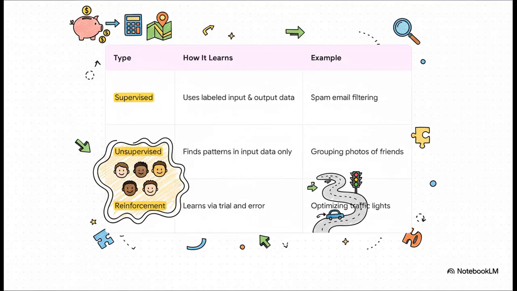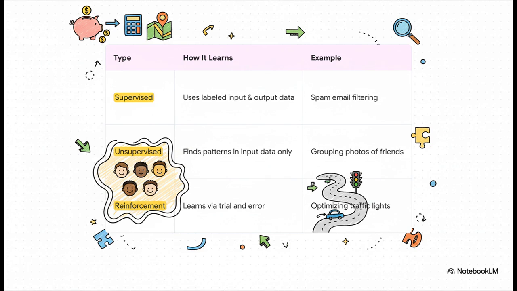All right, first up is supervised learning. This is where you give the machine data that's already labeled, kind of like a cheat sheet. Our spam filter is a perfect example because it learns from emails we've already told it are spam or not spam.